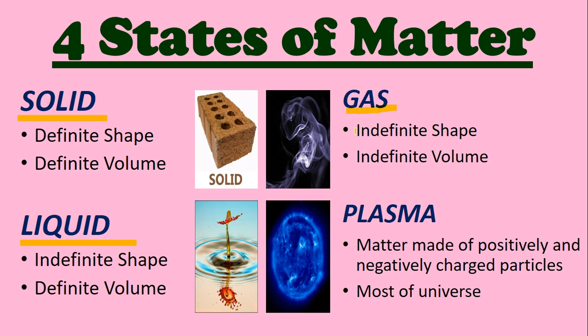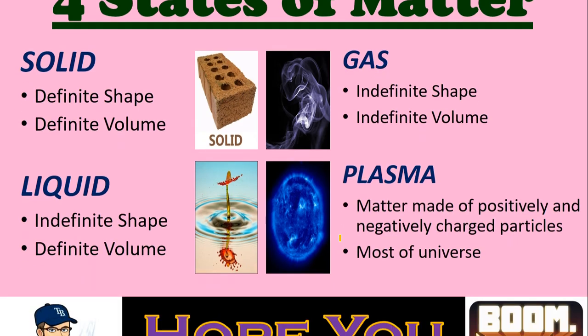Gases have indefinite shape. They're just like liquids. They take the shape of whatever they're being confined in. They also have indefinite volume. That means as you change its shape, you can change its volume. And plasma is matter made of positive and negative charged particles. It's most of the universe. You're thinking of lightning, or of, say, the sun.